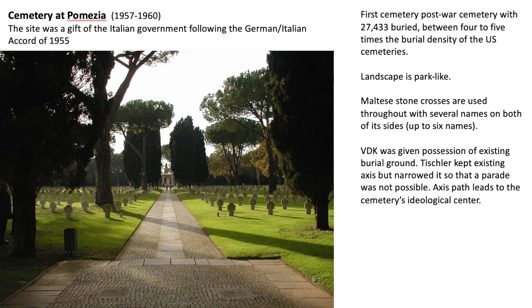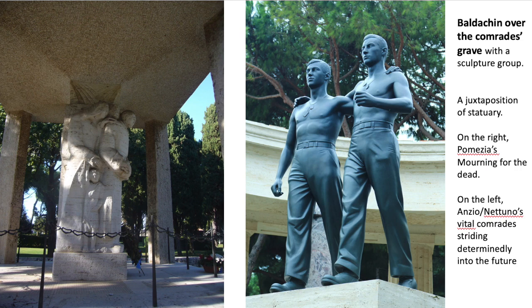Now here, this axis was already there in the actual design, and Tischler kept it because it leads to the main ideological center of the cemetery, which is in a baldachin. The baldachin is remarkable because of this sculptural group called the Mourning, and it shows a family. It reminds of the Ara Pacis Augustae, the child and the mother, holding the arm over the dead soldier. So again, the family is mourning and they are frozen in grief. That's the message, a grieving, mourning family. And there's an inscription which points out peace in the back.